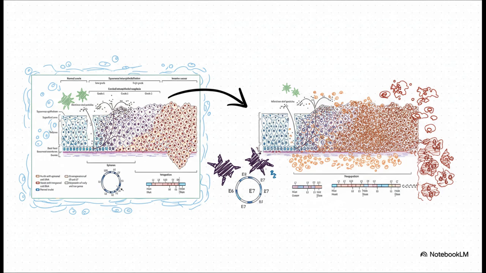They go in and they mess with our body's natural tumor suppressor genes. This allows the infected cells to start growing out of control, progressing from a low-grade lesion to a high-grade one. And if it's left unchecked, those abnormal cells can eventually break through and become invasive cancer.